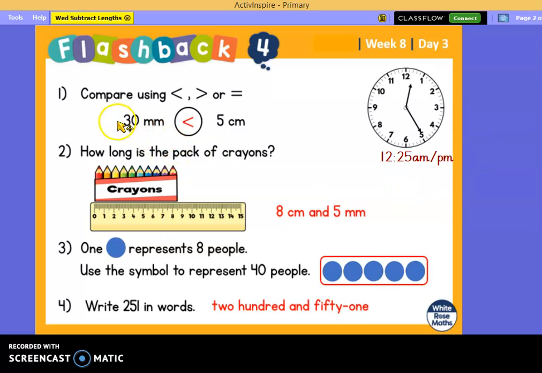Let's see how you did. 30 millimeters is the same as 3 centimeters, so that's less than 5 centimeters. The pack of crayons is 8 centimeters and 5 more millimeters. 40 people would be 8 times 5. So we have 8, 16, 24, 32, 40. Number 4, 251 with the hyphen between the 51. And the time is 12:25.